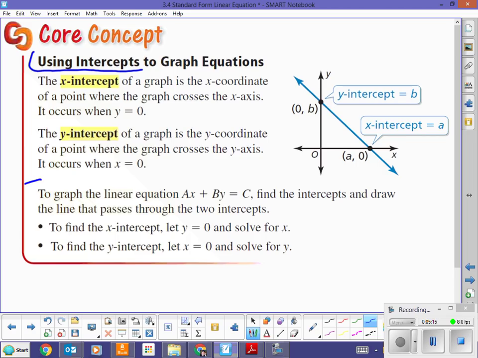Okay, so here's the key to what we want to do. We want to find the intercepts. How do we do that? To find the x-intercept, let y equal 0, and solve for x. To find the y-intercept, let x equal 0, and solve for y. So let's take a look at that.